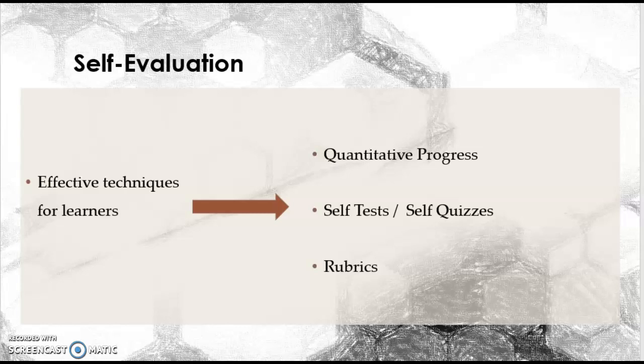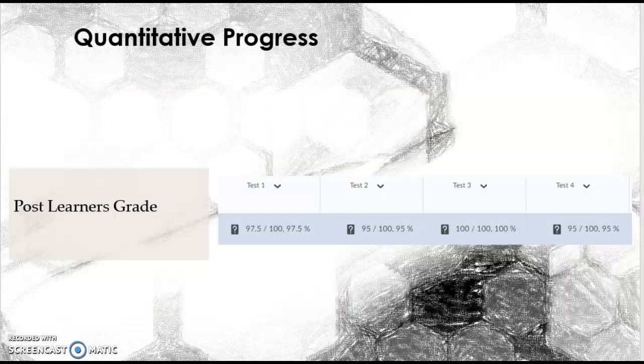Self-evaluation. Some of the effective techniques for learners are to keep up with the quantitative progress, self-tests and self-quizzes when available for them to take, and to follow the rubrics. Quantitative progress: once grades are posted, learners should periodically check the grades for exams, quizzes, assignments, as noted on the screen.